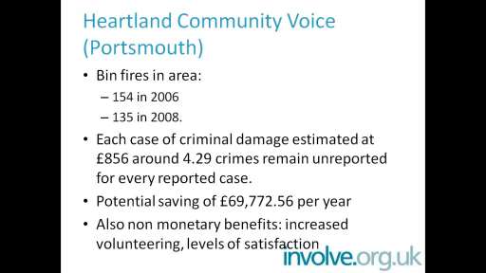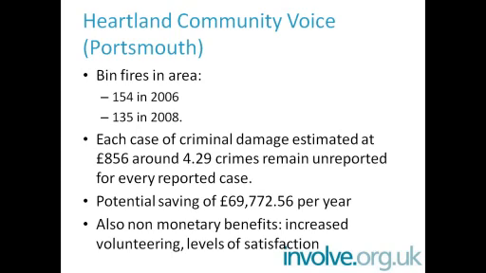So here's an interesting example, for example, the Heartland Community Voice project in Portsmouth, where they saw a reduction in bin fires compared, so this is both in time but also compared to other areas that didn't have this partnership structure. And the Home Office have estimated that each case of criminal damage costs £856. They also estimate that there's about 4.29 crimes unreported for each reported case. That's really important because when you're estimating the costs of crime, you have to factor in the costs of the crimes that happen but that aren't reported as well. So potentially there was a saving of almost £70,000 per year in those reduction in bin fires.